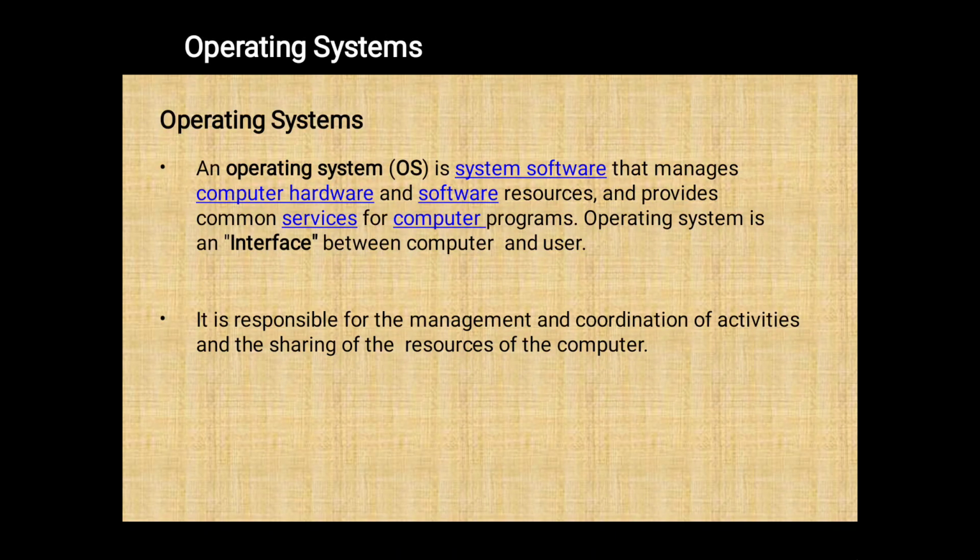An operating system is a system software that manages the computer hardware and software resources and provides common services for the computer programs, which is nothing but a system that manages both hardware and software to provide a common resource, and it acts as the interface between the computer and user. Interface is nothing but a point of interaction or communication between two or more systems or devices. It is responsible for the management and coordination of activity and sharing the resource of the computer.